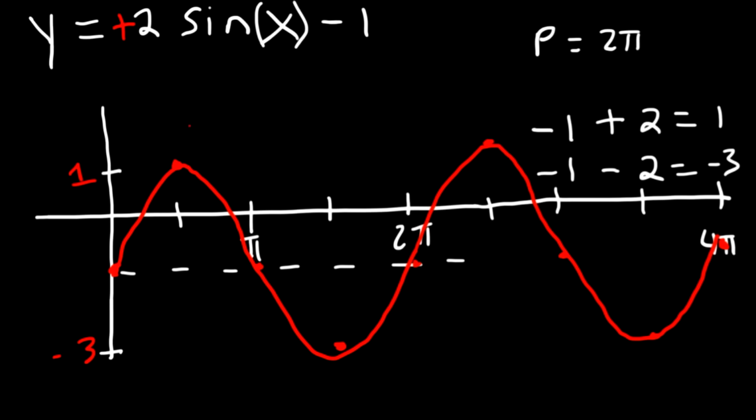Now, what's the range for this particular function? So the lowest y value is negative 3. The highest is 1. So the range is negative 3 to 1. And it includes negative 3 and 1, so you need to use brackets.